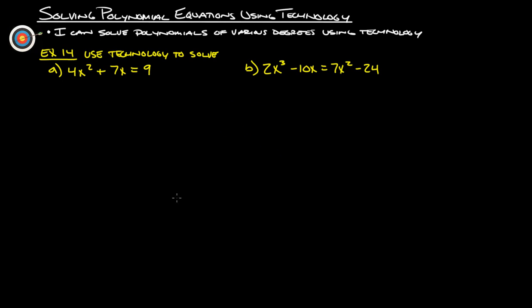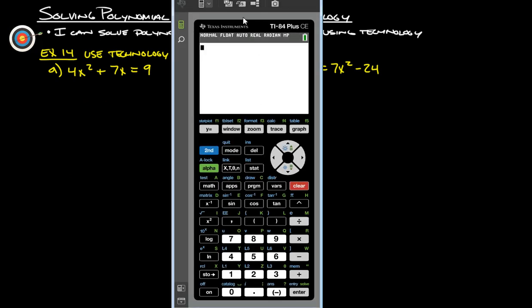Use technology to solve 4x squared plus 7x equals 9. So what we're going to do is call up our TI-84 here. There's a way that we can solve it right on this calculator. What it's really going to do is just do the quadratic formula for us, so we don't have to go through and do all that. That's really all this is.